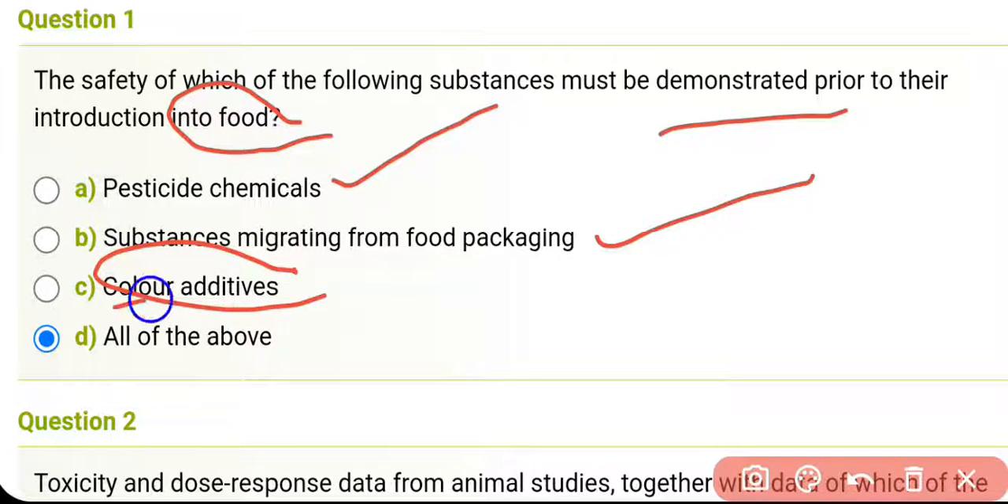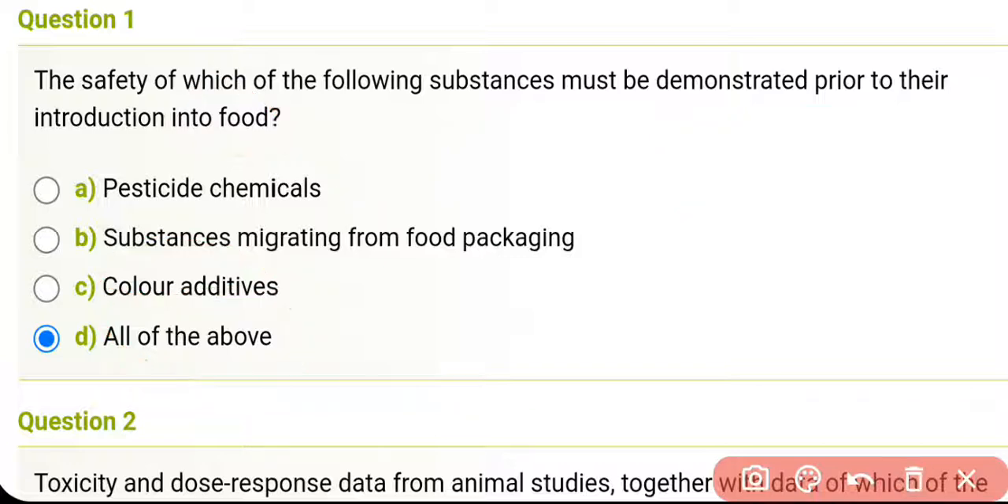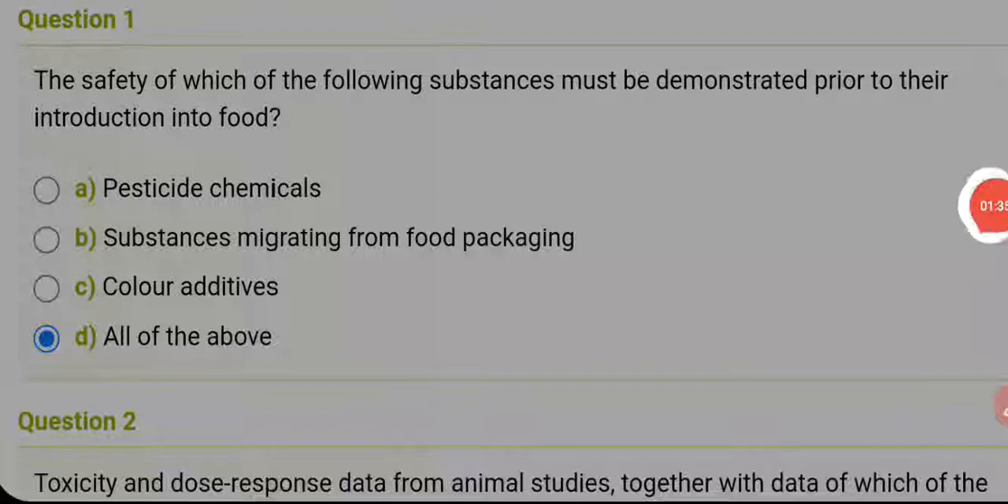All these need to go through risk analysis, so that you can say that whatever the substances you are introducing, they are safe for human consumption. This risk analysis is done to prevent any kind of bad chemicals or substances which are harmful to the public or for the human.